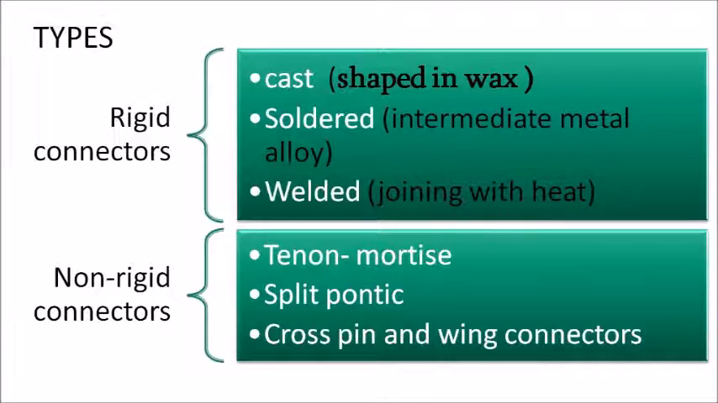In soldered connector, the retainer and pontic will be cast separately, and once we get the castings, we will join them using an intermediate metal alloy. So we will use some other different metal to join the components. That is soldered connectors. In welded connectors, after the casting, we will join the components, that is the retainers and pontics, using heat. So we will be welding the components together. That's how we get the welded connector. Examples of non-rigid connectors are tenon mortise, split pontic and crosspin and wing connectors.